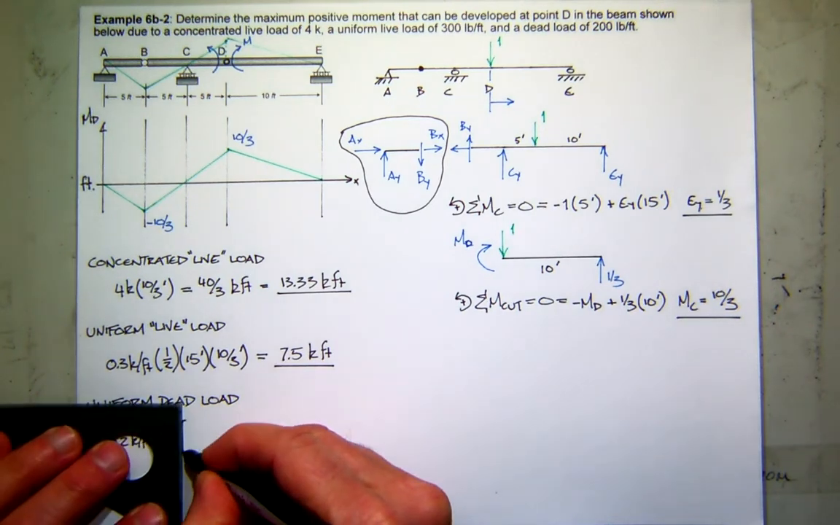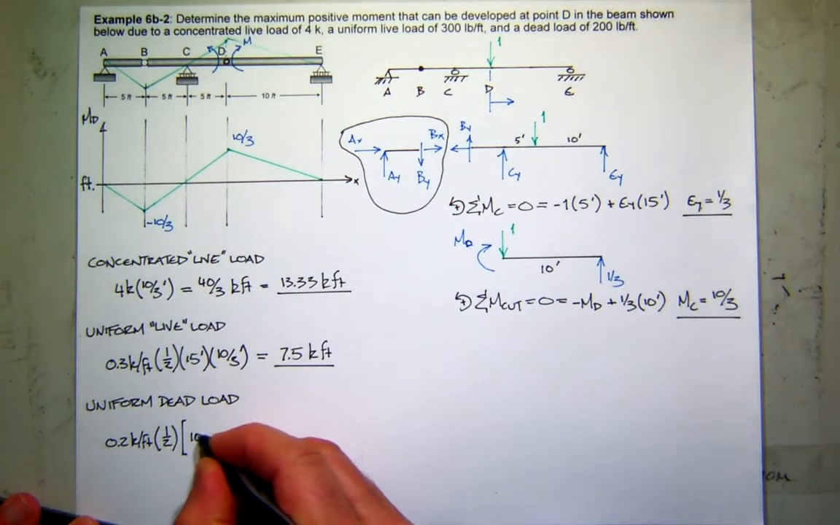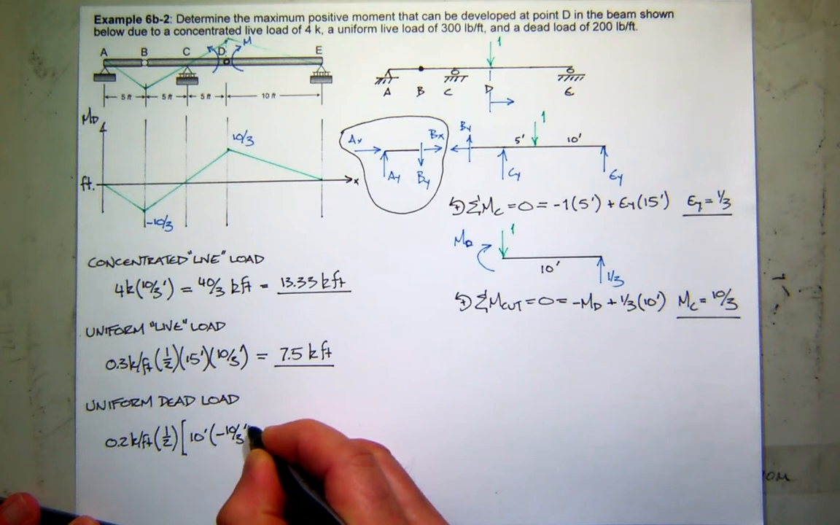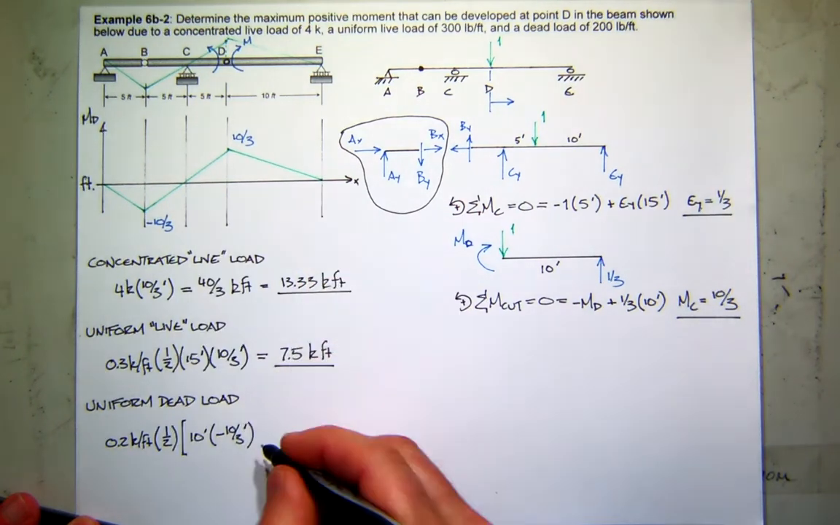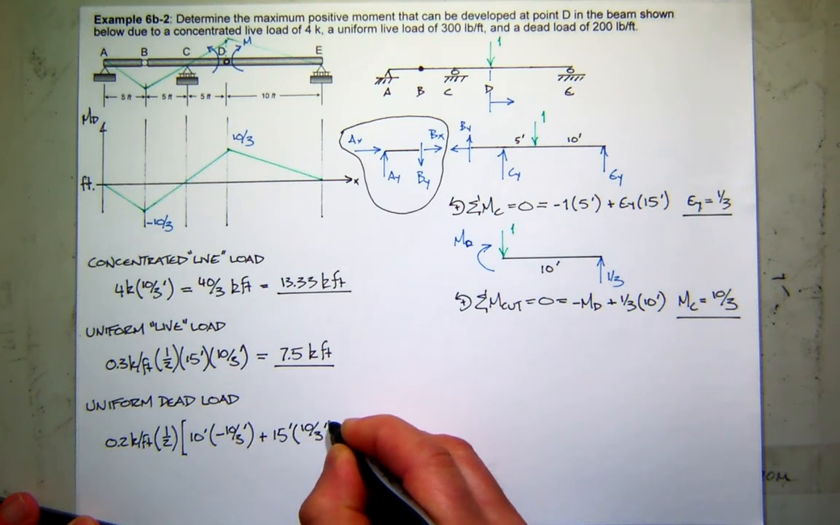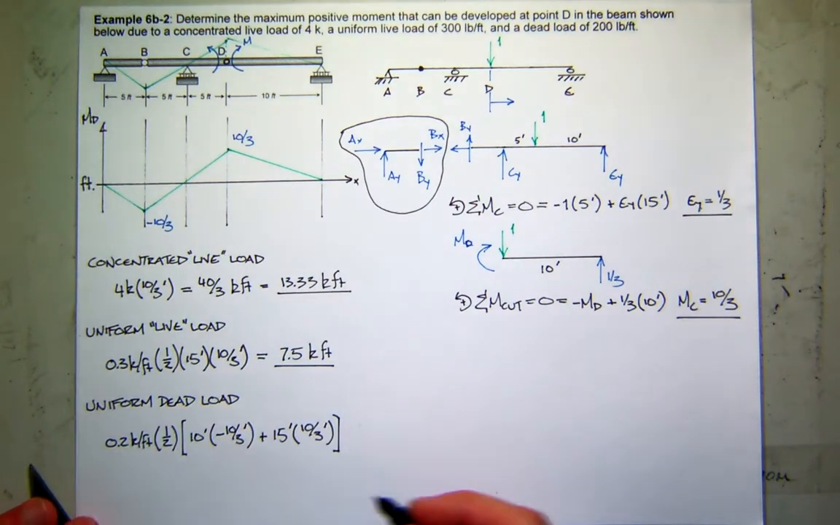And now I'll have first this part, which has a base of 10 feet and a height of negative 10/3 feet. And then the positive area, which has a base of the triangle of 15 feet and a height of positive 10/3 feet. So what's that equal to? 1.6 or 1.7. Anybody else get that? 1.7. 1.7?